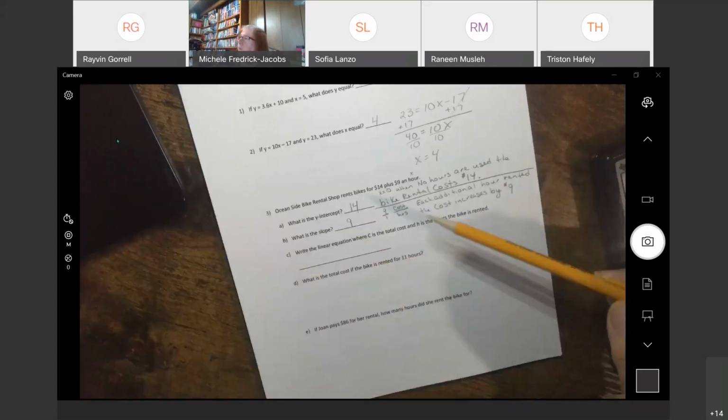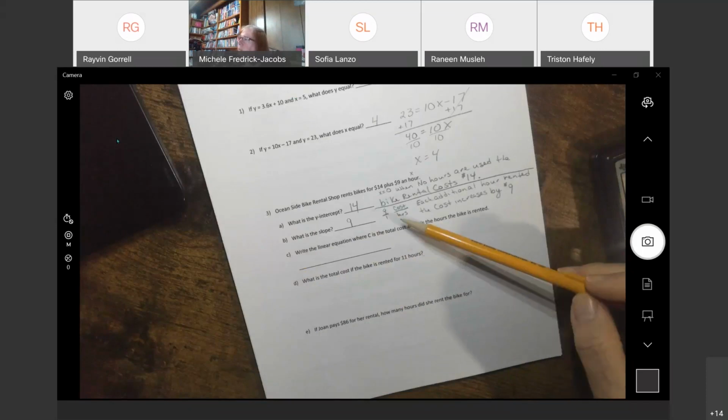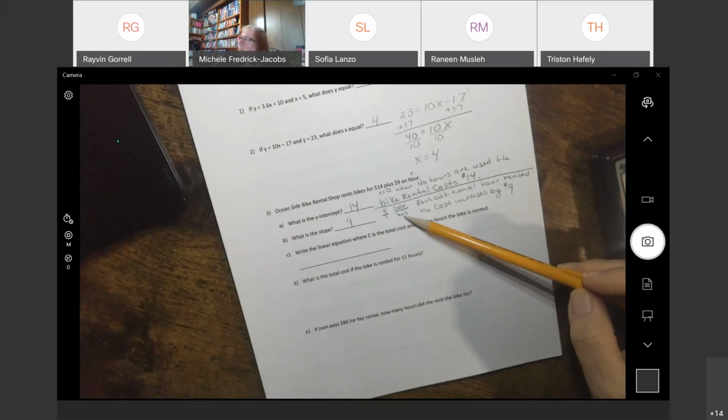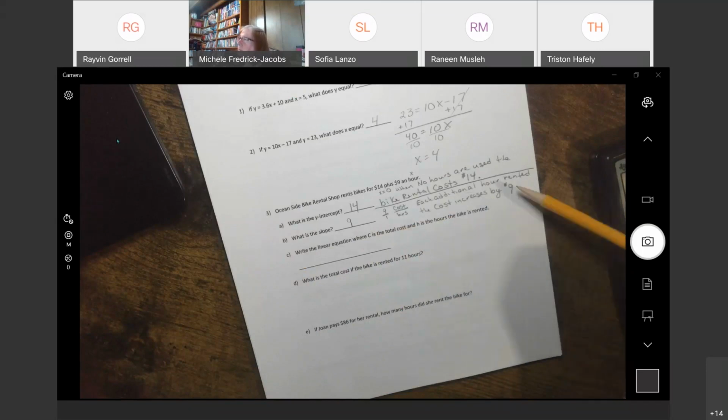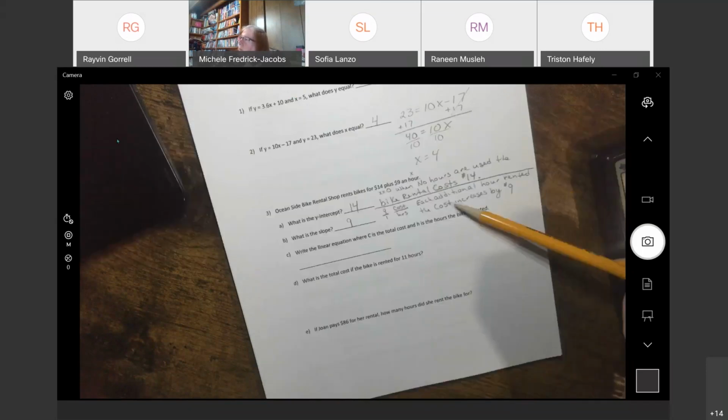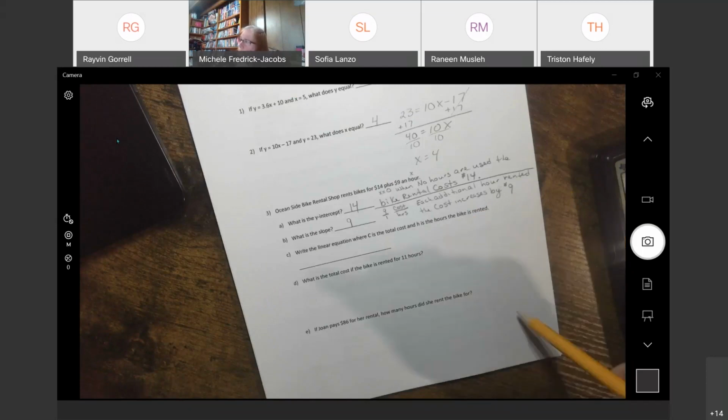So the slope, remember, it's a fraction, y over x, and then talk about x first. So each additional hour rented, the cost increases by 9. Any questions on that?